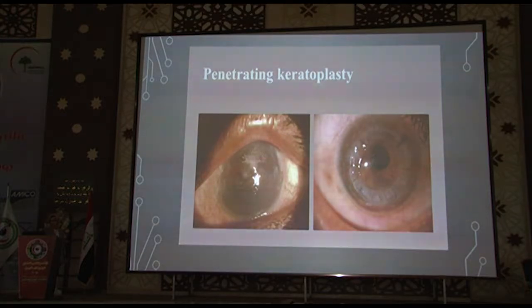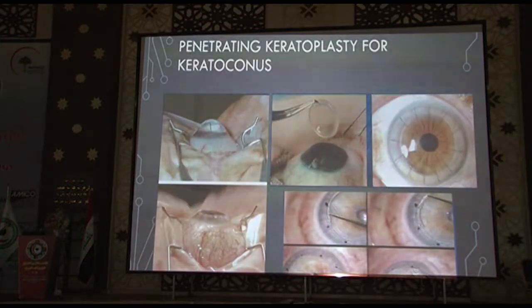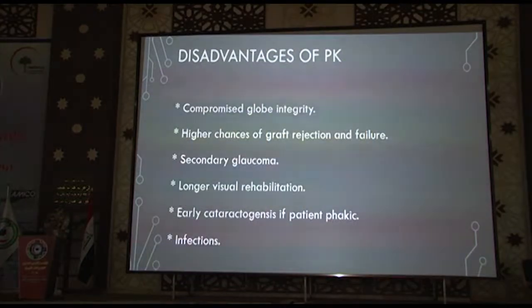This is a case of penetrating keratoplasty. This is a keratoplasty for advanced keratoconus. Disadvantages of penetrating keratoplasty: we have compromised globe integrity, higher chances of graft rejection and failure, which is the main complication, secondary glaucoma, longer visual rehabilitation, early cataractogenesis if the patient is phakic, and infection.